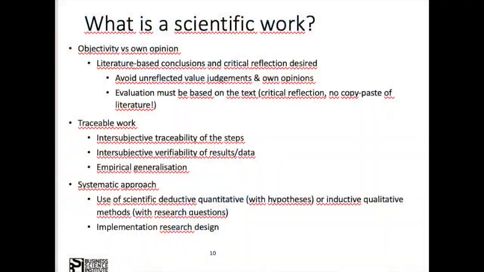Let's see some fundamentals of scientific research. And so what is scientific research? First of all, you have to be objective. It's not your own opinion. So when writing a research work, it's not about giving your own opinion. You don't say, I think that autonomous cars are good. A lot of consumers will use smart homes. That's not the aim of research.